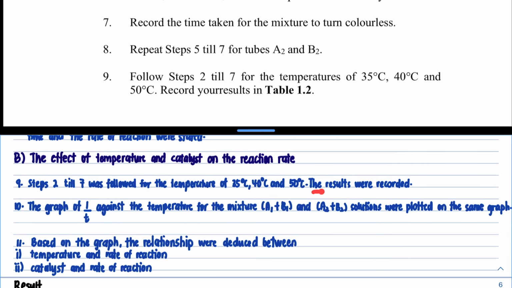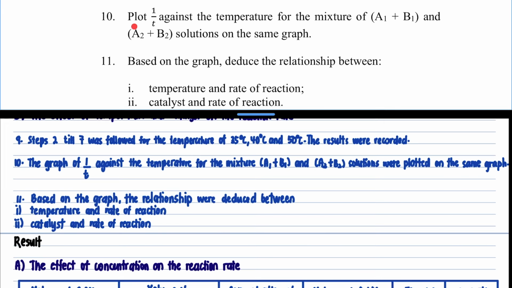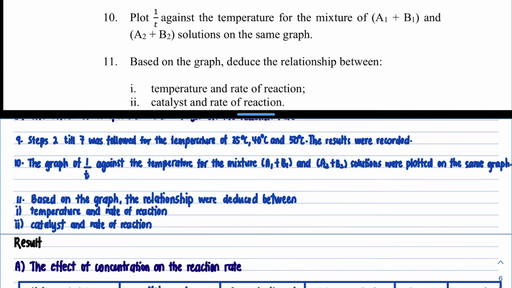I'm just going to write down the results were recorded. Again, for table 1.2 here, you don't have to write it down in your procedure, because later on we're going to redraw the table again in your result. So that's why it's until here. Next step is number 10. Plot 1 over t against temperature for the mixture of A1 plus B1 and A2 plus B2 solution on the same graph. So here I have changed it. The graph of 1 over t against the temperature for the mixture were plotted on the same graph.